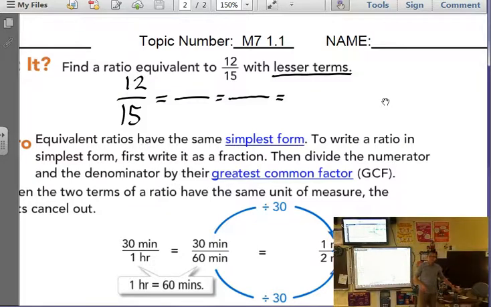Oh, so it's lower, mean like lesser lower terms? Lesser terms. The numbers have to be smaller. Because you can find equivalent ratios with larger terms forever. You can keep multiplying, but you can only get so small.